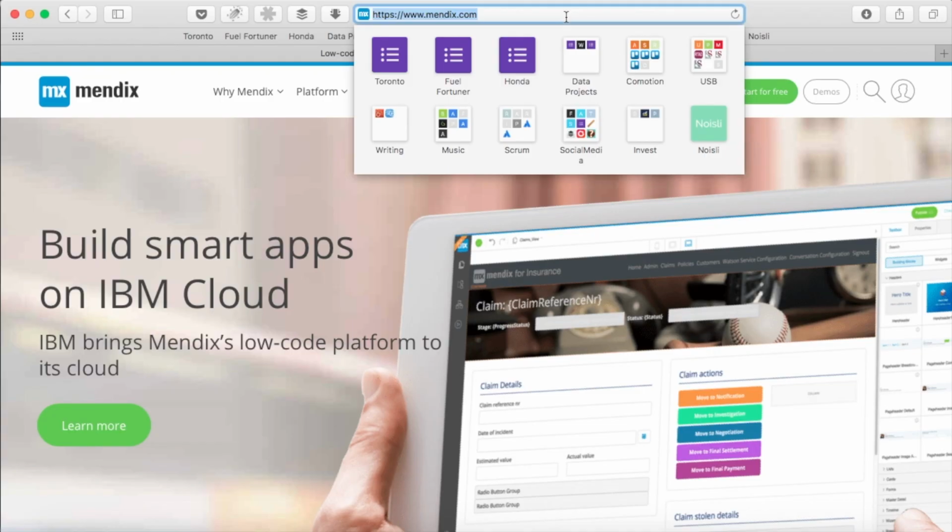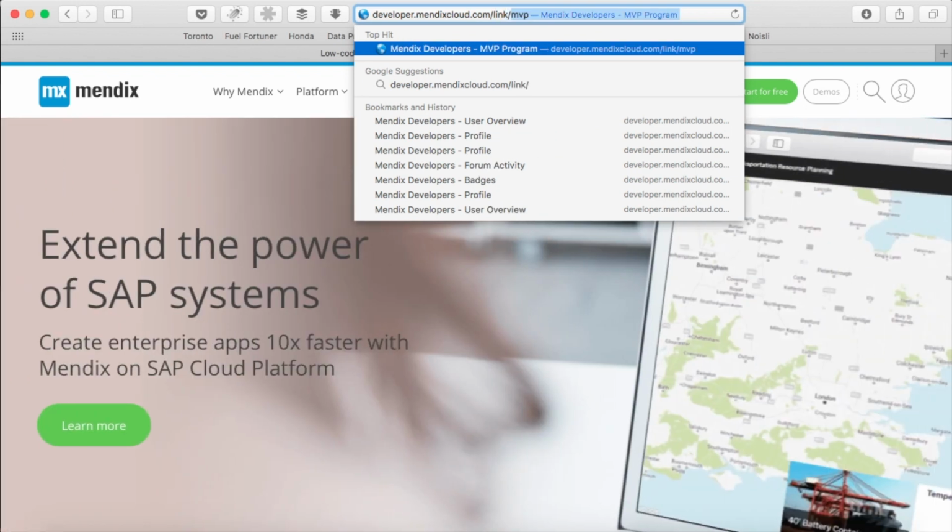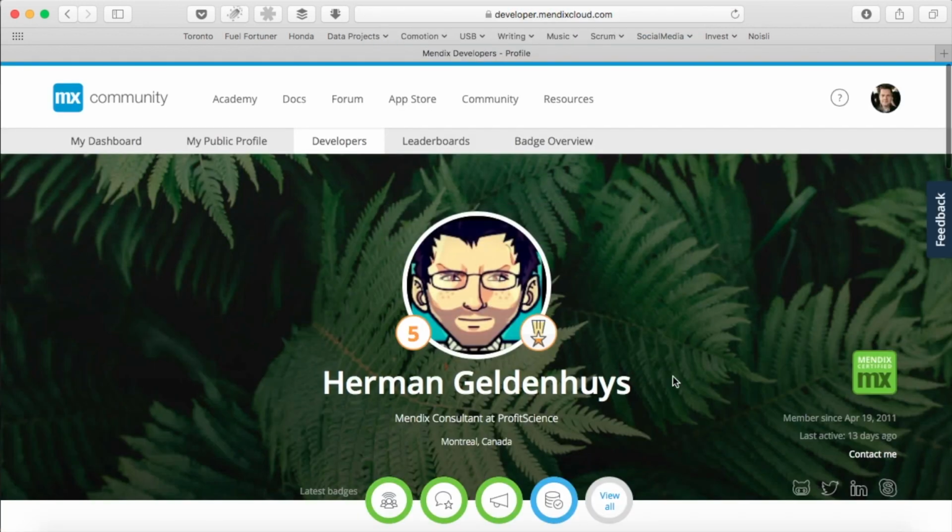Hi, I'm Derek. Welcome to Mendix Malt. Today I'm in Montreal with Herman Geldenhuis, and we're going to be talking a little bit about the Mendix SDK. So welcome, Herman. You've built some really exciting stuff in the Mendix ecosystem. Why don't you tell us a little bit about some of those things?